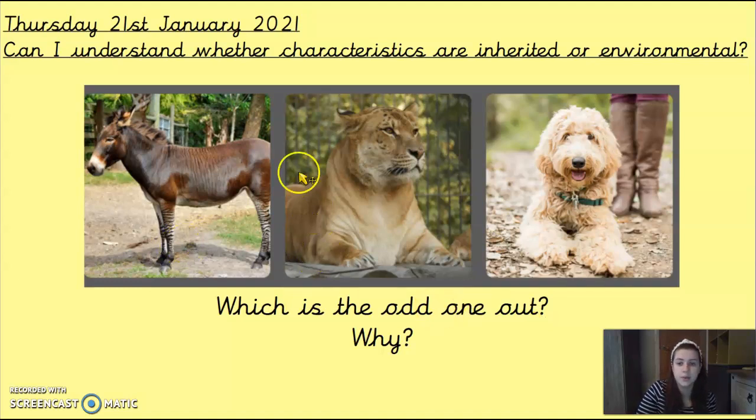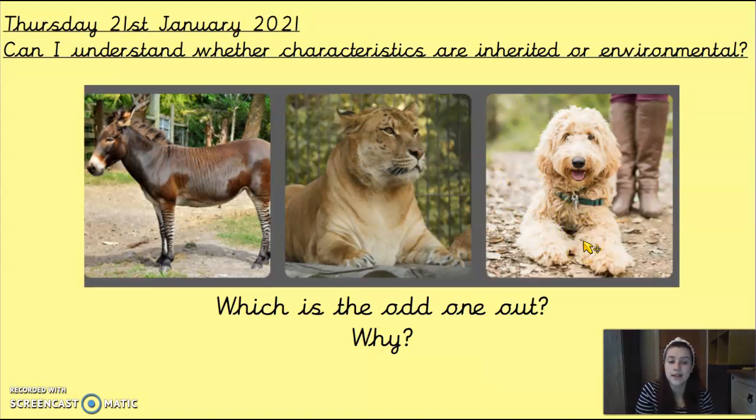So here we've got something called a zedonk, which is a mix between a zebra and a donkey. So you can see the stripy legs there. Then we've got a liger, which is a lion and a tiger. And of course, we've got a labradoodle. So a Labrador and a poodle.